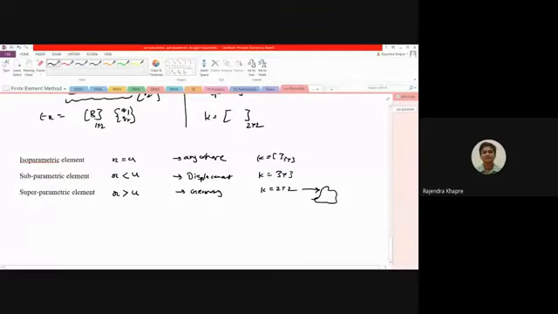super parametric element. In this particular case the stiffness matrix will be of lower order, so that will be better because your calculations are going to get reduced, but the complexity of the geometry will be taken care of by the super parametric element. In the case of the sub parametric element, if you want more focus and more accurate results as far as displacement is concerned, you can have a sub parametric element.